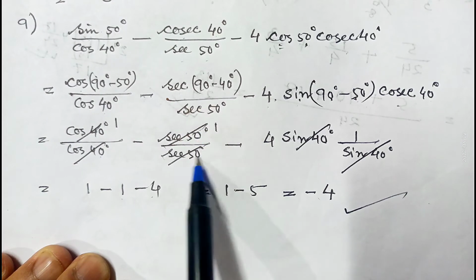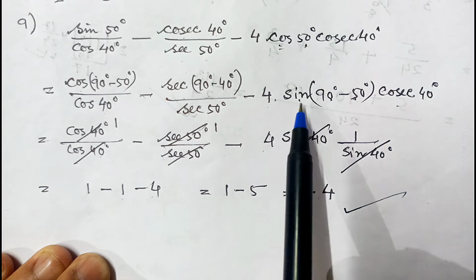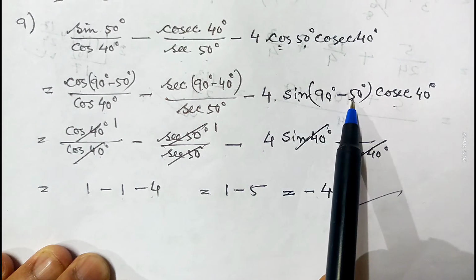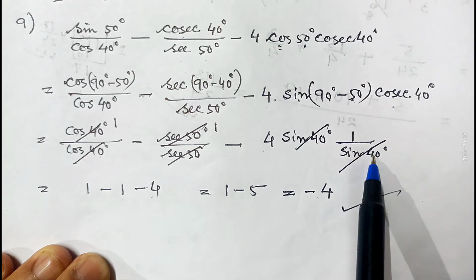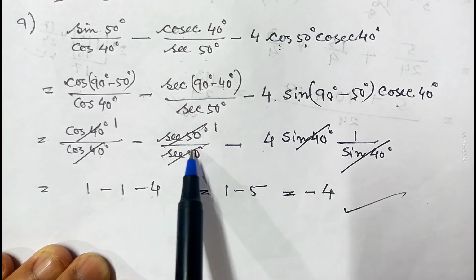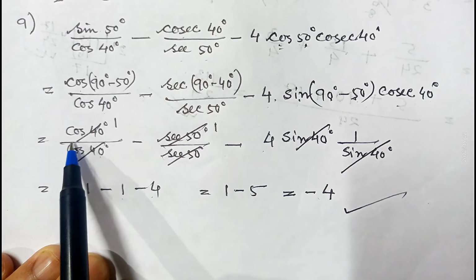So sec 50 by sec 50, minus 4 sine of (90 minus 50) is 40 degree. So sine of 40 degree into cosec theta is 1 by sine 40. These two I can cancel. These two also can be cancelled. These two also can be cancelled.